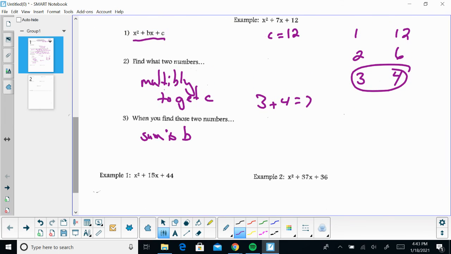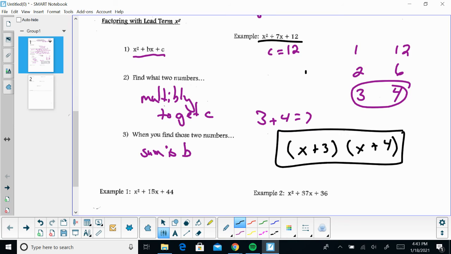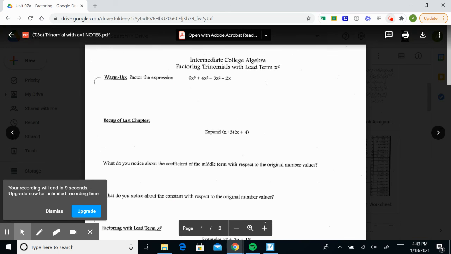That means that if I wanted to write the factored version of my original problem, all I need to do is write two sets of parentheses. We're going to put an x in both because my leading term is an x squared. Then I'm going to have plus 3 and plus 4, and this would be my factored answer. And that's all there is to it. We just find more terms as we go along and more patterns.